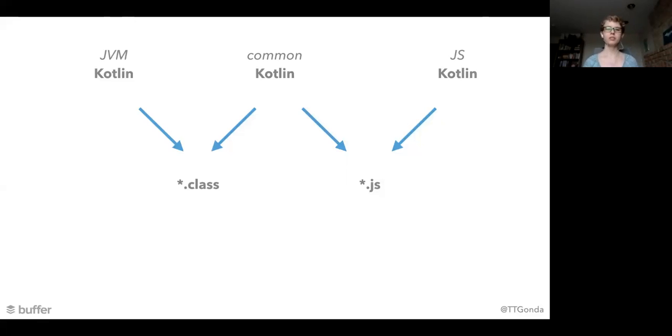And then when it's built, the JVM module will compile onto class files. The JavaScript module will compile onto JS. And then the common module will compile down to both the class and JavaScript for them both to use.